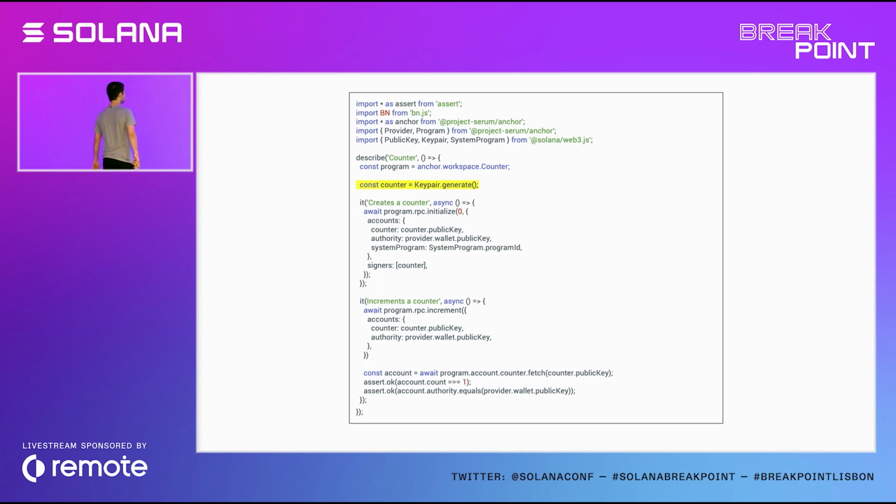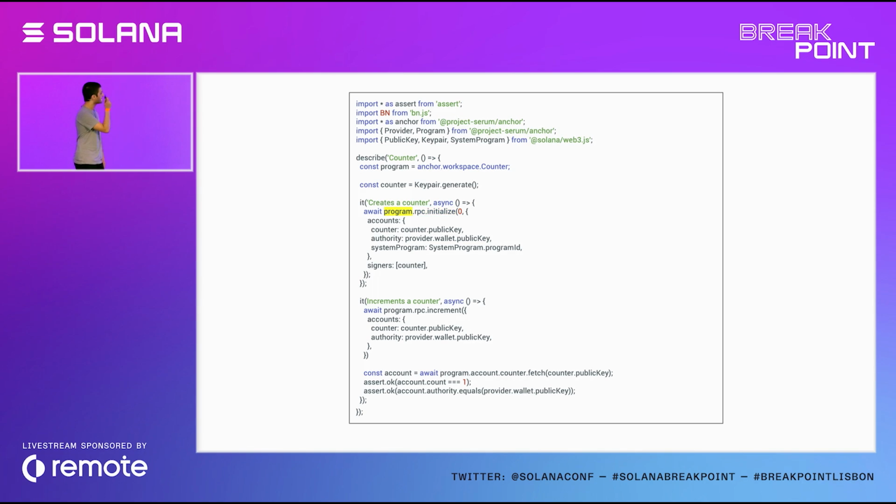So next line is just, we're creating a counter. This is just generating a key pair. This is going to be the address of the account that holds our data. And then, we're going to take a look at the actual test here. So here we're going to create a counter, and we are going to invoke the initialize function.